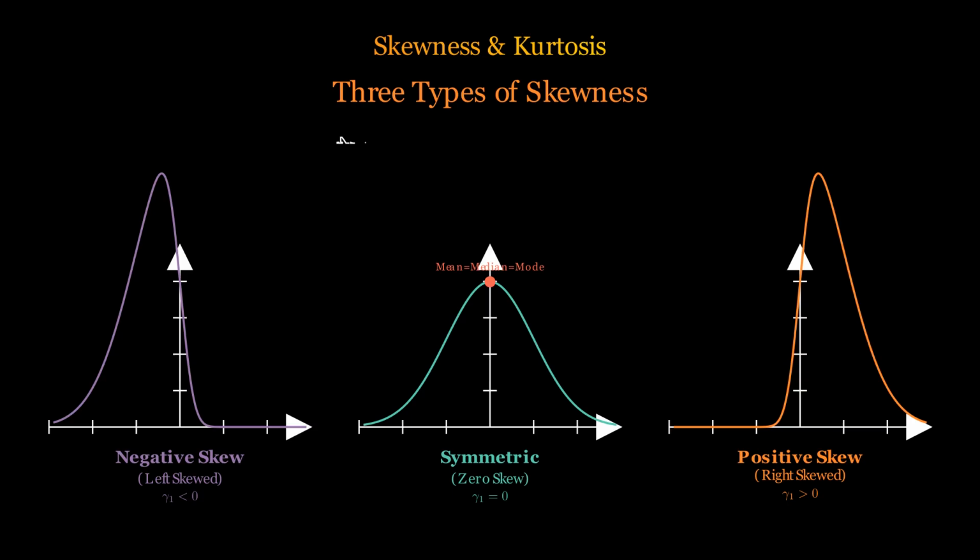A crucial relationship worth memorizing. In a right skewed distribution, the order is mode, then median, then mean. The mean is dragged farthest into the long right tail. In a left skewed distribution, the order reverses: mean, then median, then mode. This means that for positively skewed data like incomes, the median is always a more representative center than the mean. That is why economists report median household income rather than mean income.